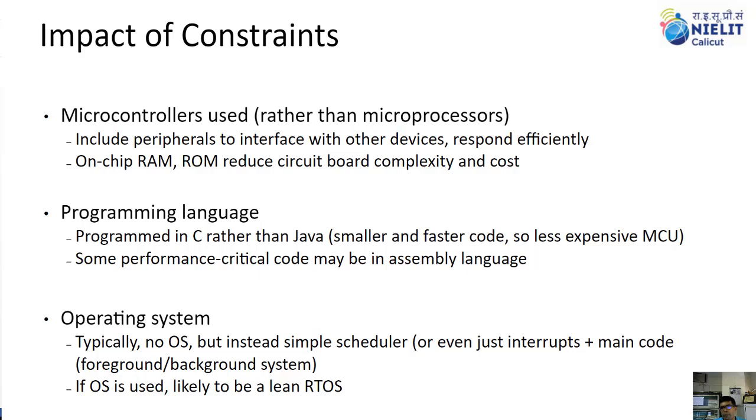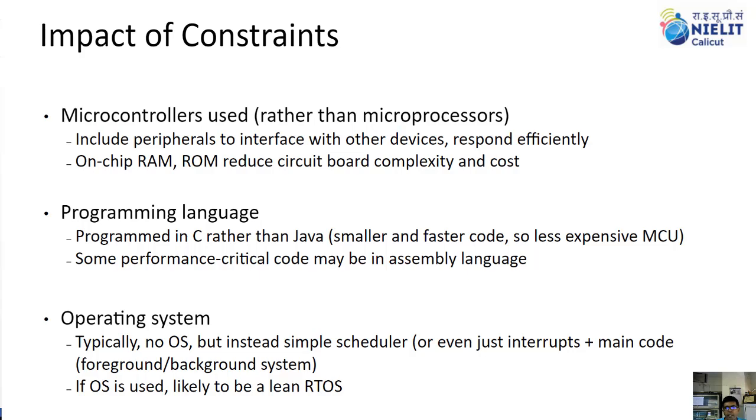So what is the impact of these constraints? Basically, microcontrollers are used in most applications, not microprocessors. Generally, a microcontroller consists of all the peripherals, and similarly there will be memory, like on-chip RAM and ROM, which reduce circuit complexity, both complexity and cost.